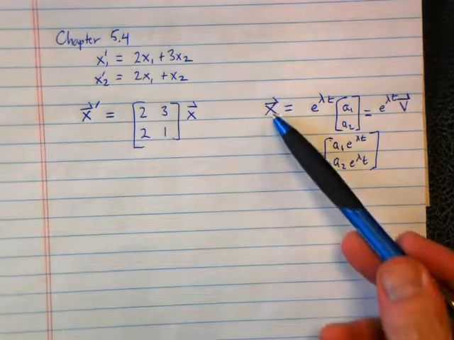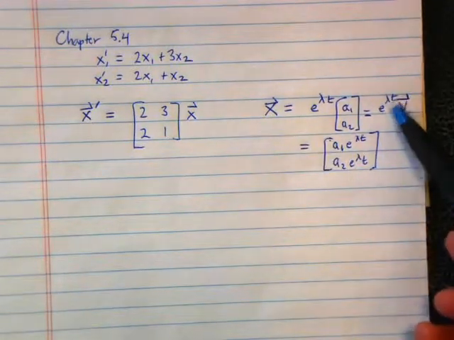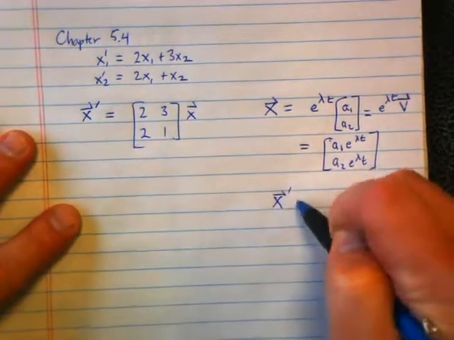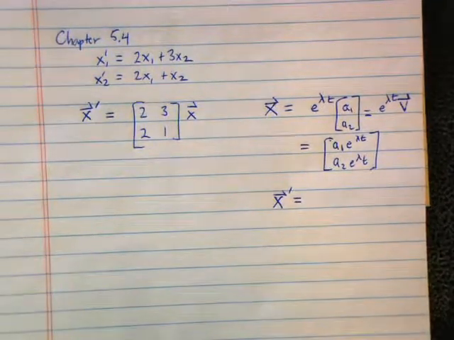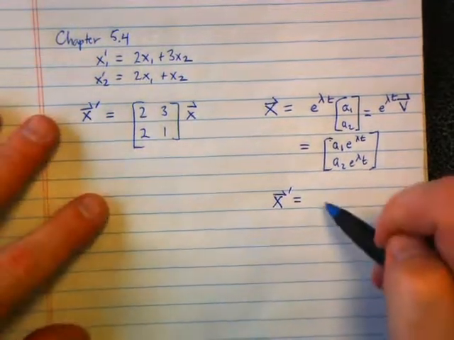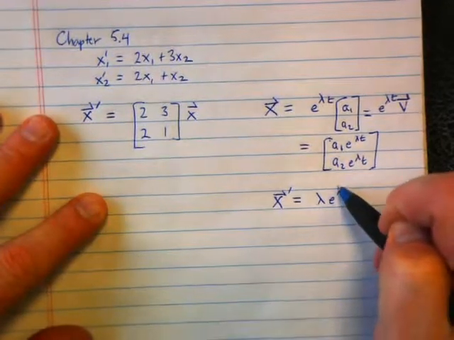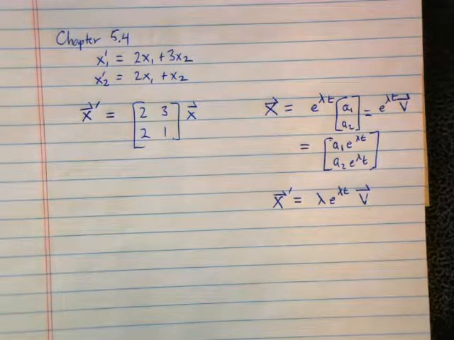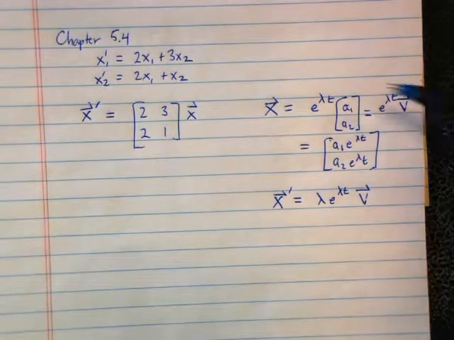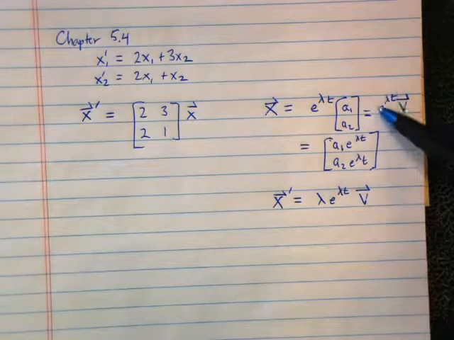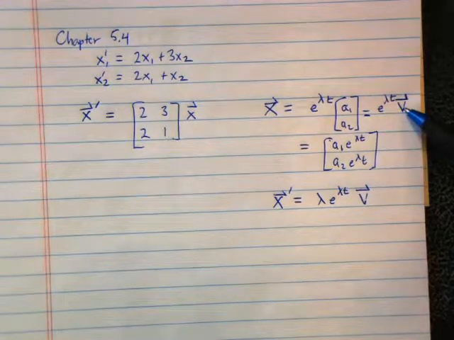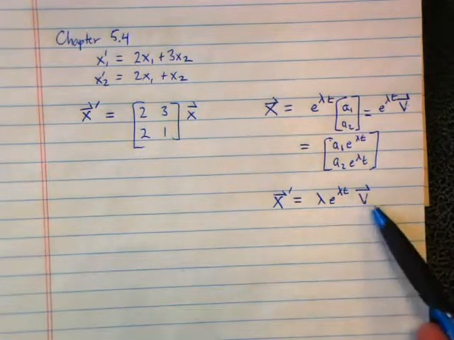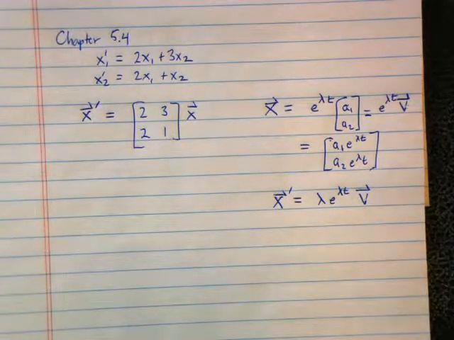Well, if the vector x is e to the lambda t times vector v, then what would the vector x prime be? Lambda e to the lambda t times vector v. Remember, vector v just contains numbers, a1 and a2, so it's like a constant. We have a function times a constant, so when you take the derivative, the constant just stays.